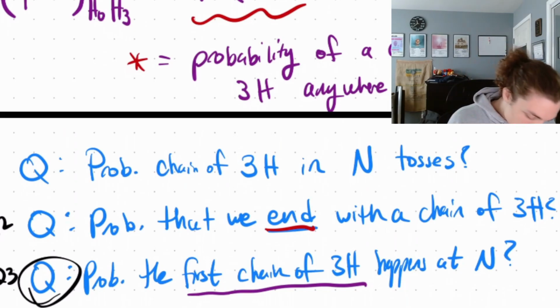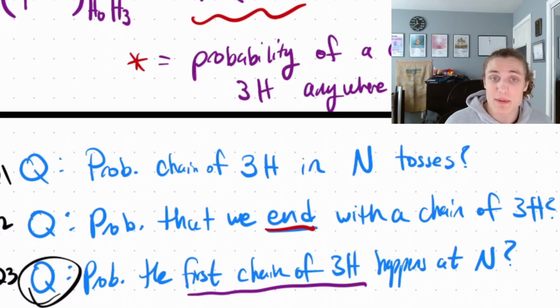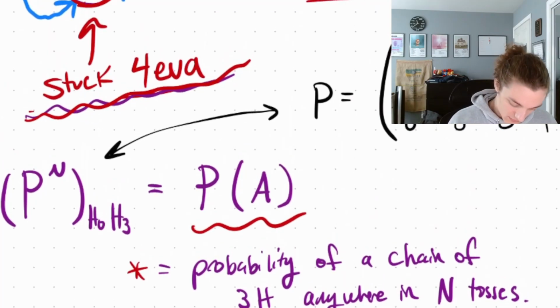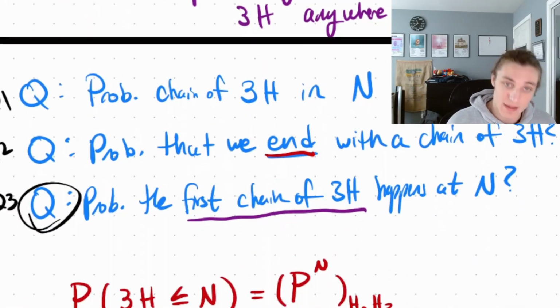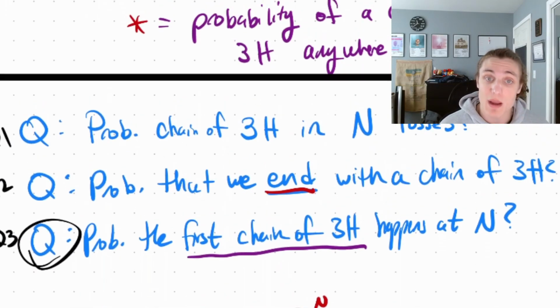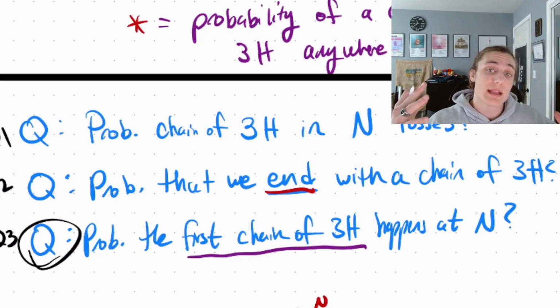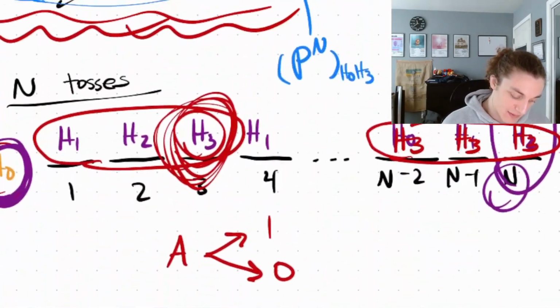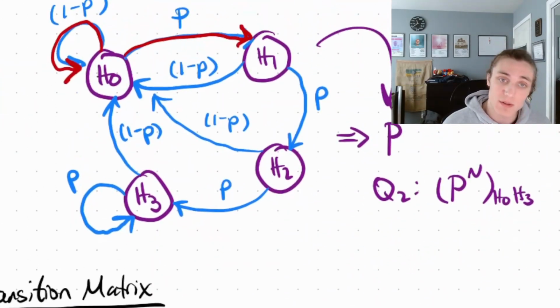So remember, question 1, probability of a chain of 3 heads in n tosses. That's easy, right? That's just this transition matrix. That's remodeling it with an absorbing state. Question 2, the probability that we end with a chain of 3 heads, regardless of if 3 heads appeared anywhere else, we don't care. Then we would just model it as the first diagram, right here.